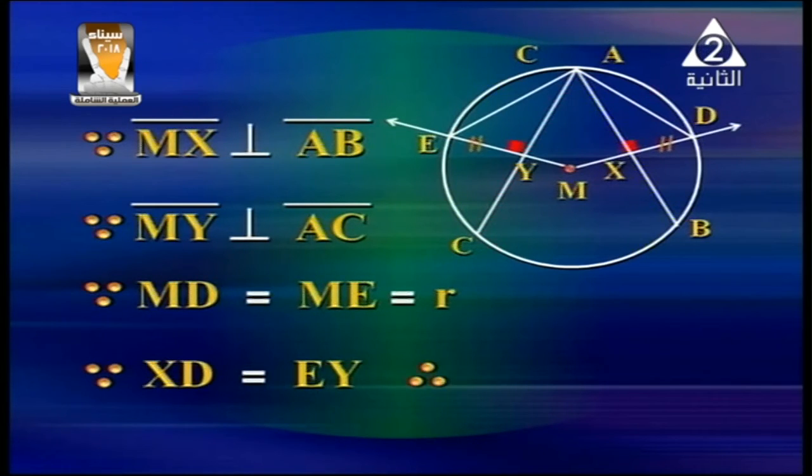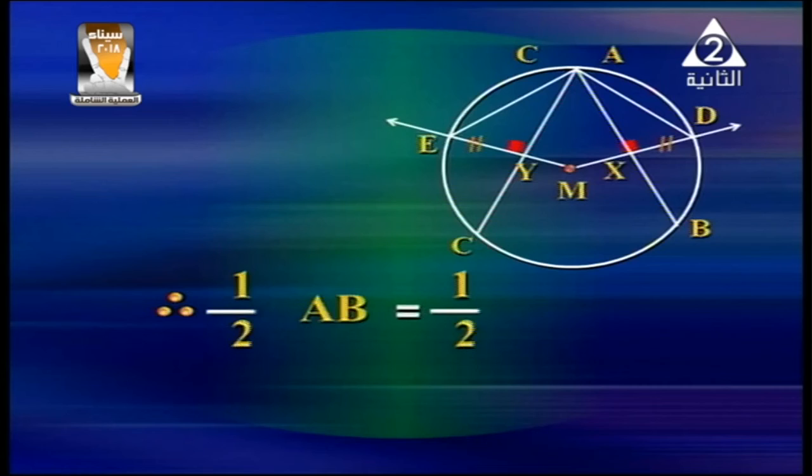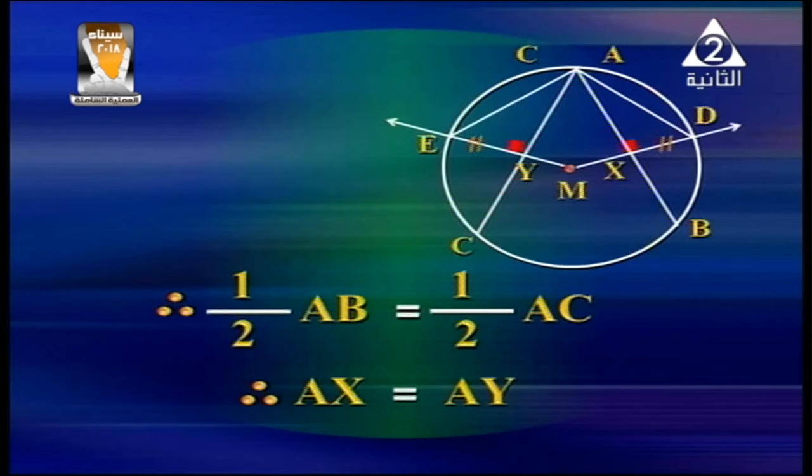Therefore, AB equals AC. And this means that half AB equals half AC. So AX equals AY. Then you have AX equals AY. Try to make congruency between the two triangles.